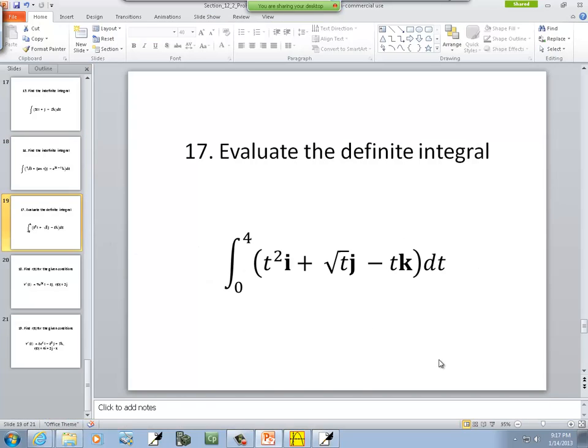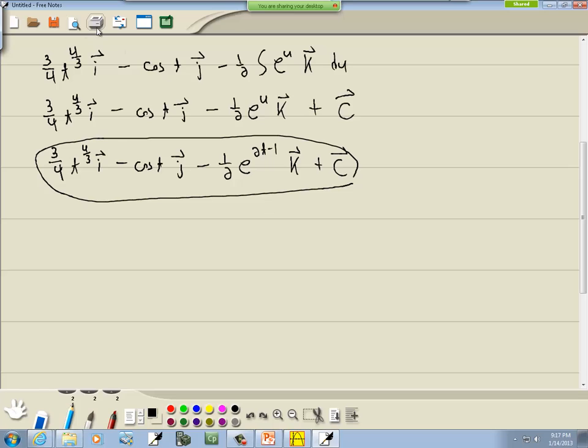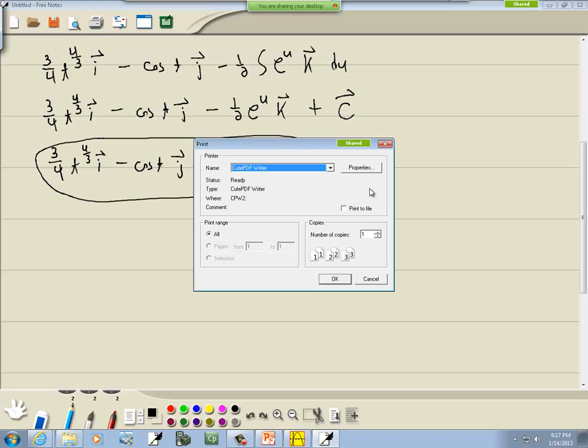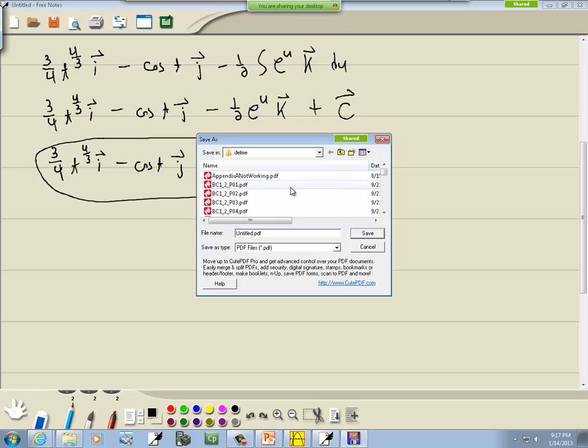Do I have room? Probably do, but let me start a new page just in case. There we go.